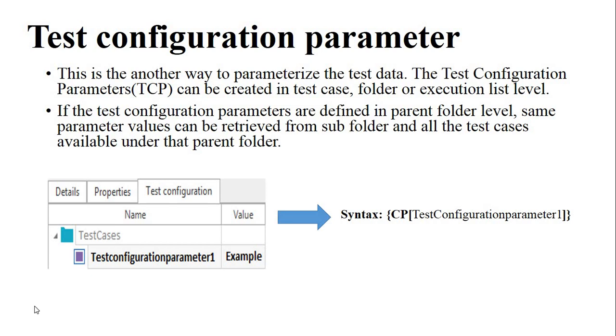On the left side, if you see that, this is how you create the test configuration parameter at the folder level or any level you want. Just right click on that folder and add the configuration parameter. And on the right side, this is how you can use the configuration parameter in your project: the curly braces, CP in caps, and under the square bracket provide the configuration parameter name.